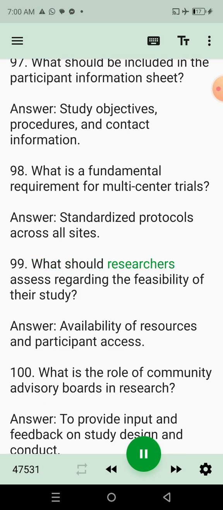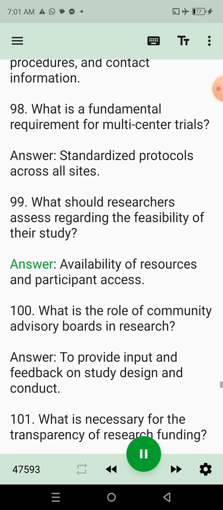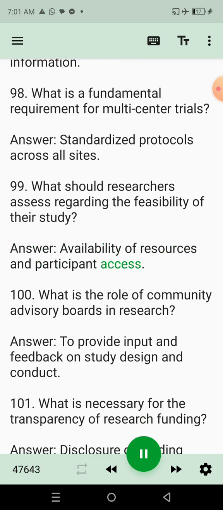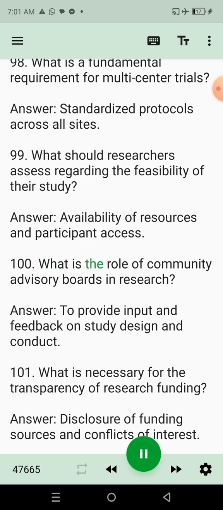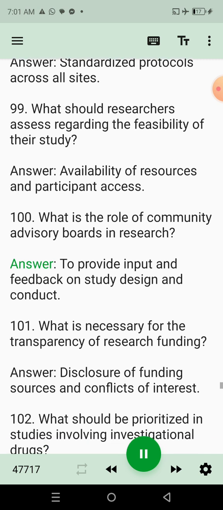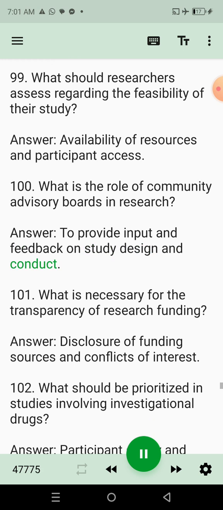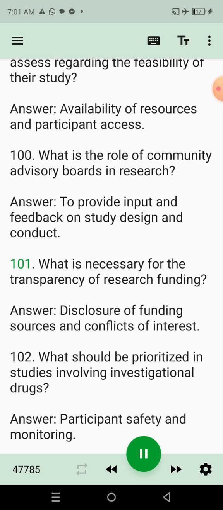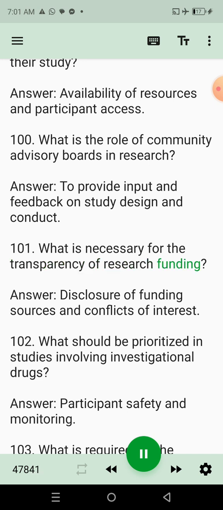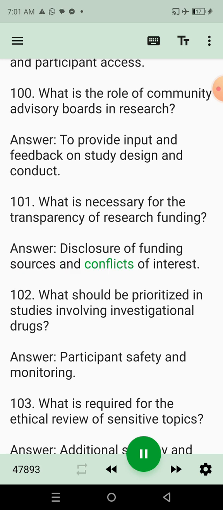99. What should researchers assess regarding the feasibility of their study? Answer: availability of resources and participant access. 100. What is the role of community advisory boards in research? Answer: to provide input and feedback on study design and conduct. 101. What is necessary for the transparency of research funding? Answer: disclosure of funding sources and conflicts of interest.